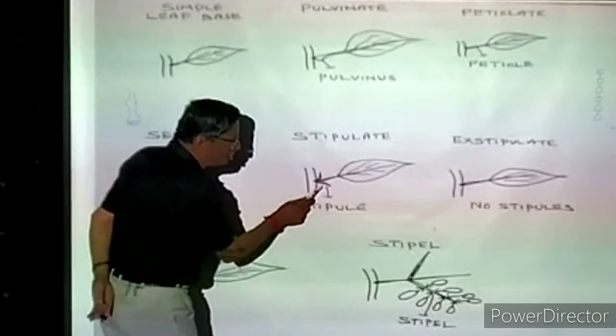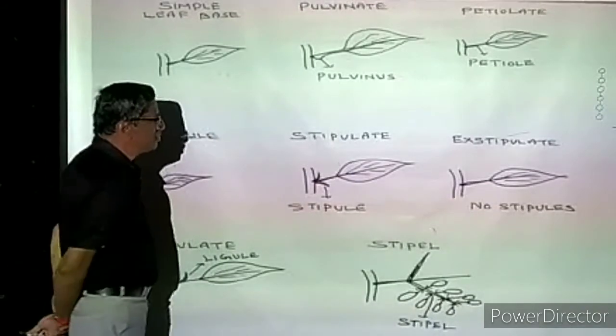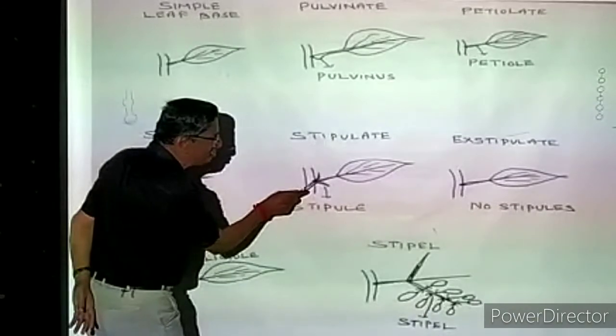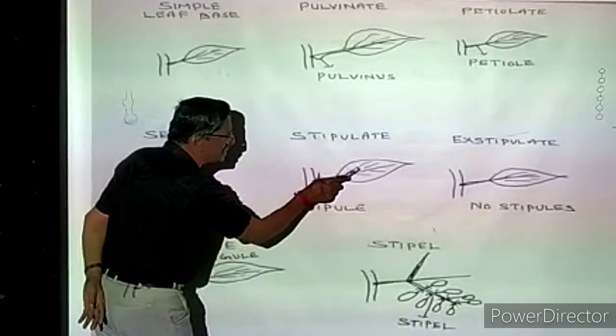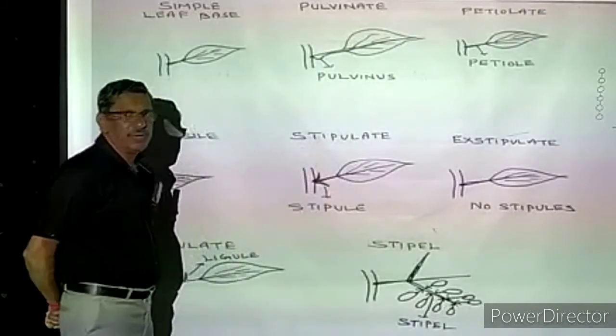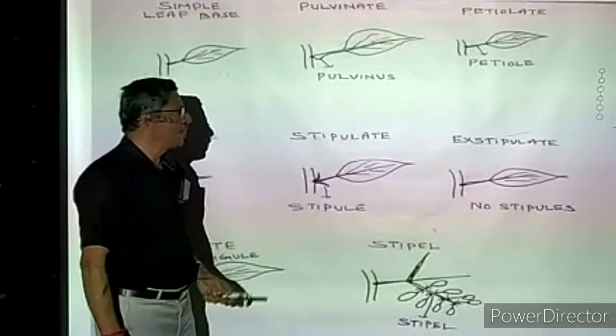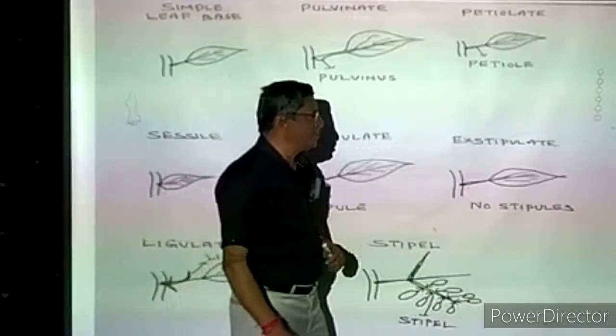Normally the stipules will be 2 in number. A pair of stipules will be present on either side of the leaf base. If the leaf is having stipules, then the leaf is said to be stipulate. Stipulate means the leaf with the stipules. Next, exstipulate, I am coming to that.